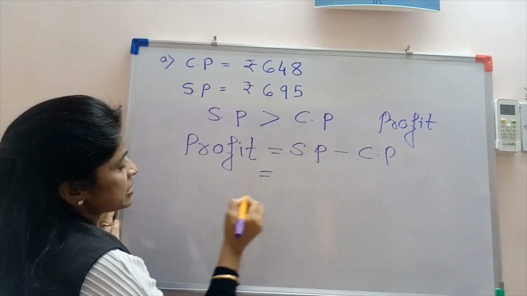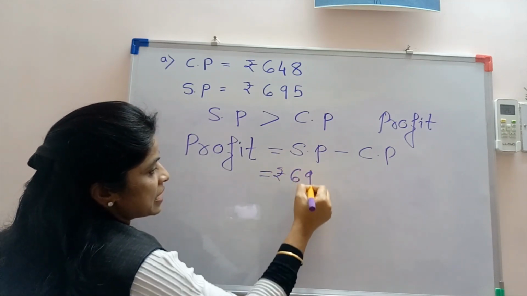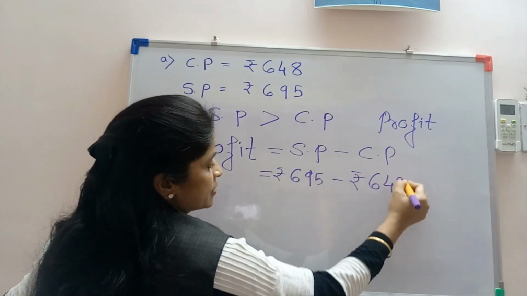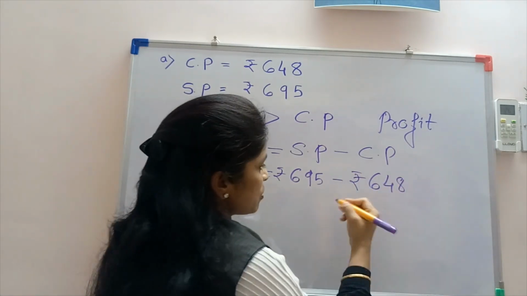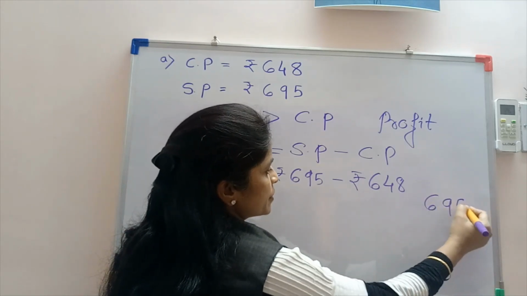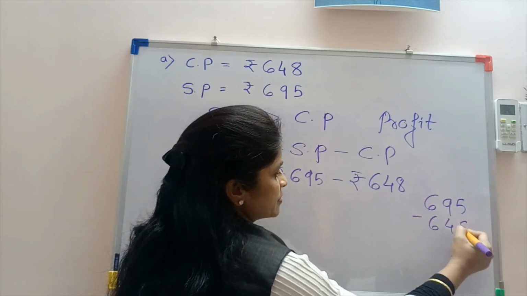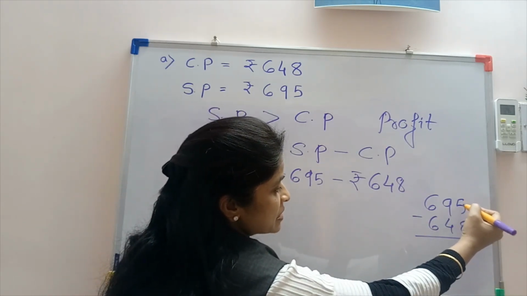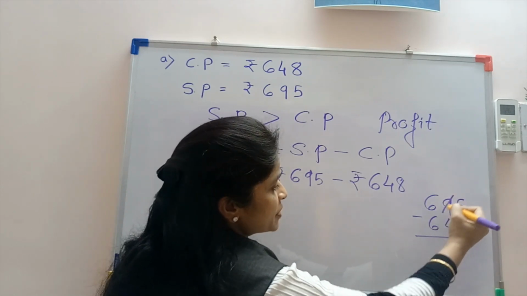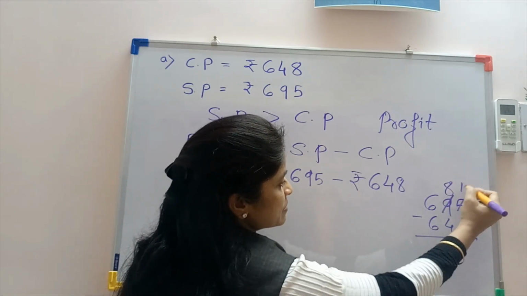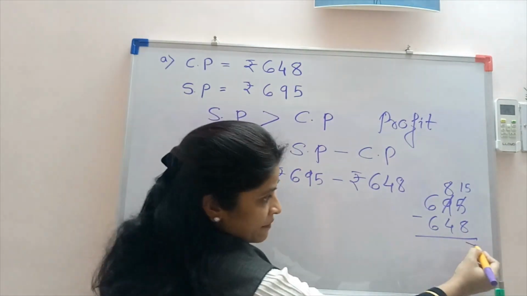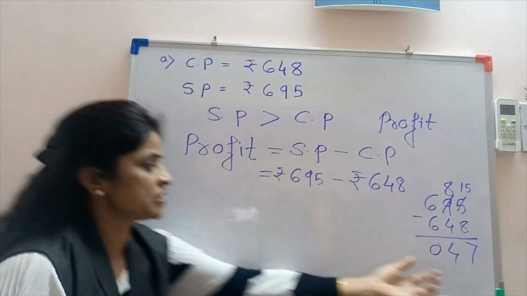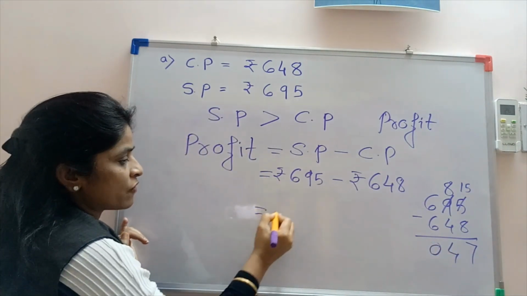Now what selling price is given here? Rupees 695 minus rupees 648. Now we will do the subtraction of these two. 695 minus 648. Now 5 minus 8 is not possible. 5 is smaller than 8, so we will regroup the number. This becomes 8 and this becomes 15. Now 15 minus 8 is 7, 8 minus 4 is 4 and 6 minus 6 is 0. So 47 is nothing but the profit.